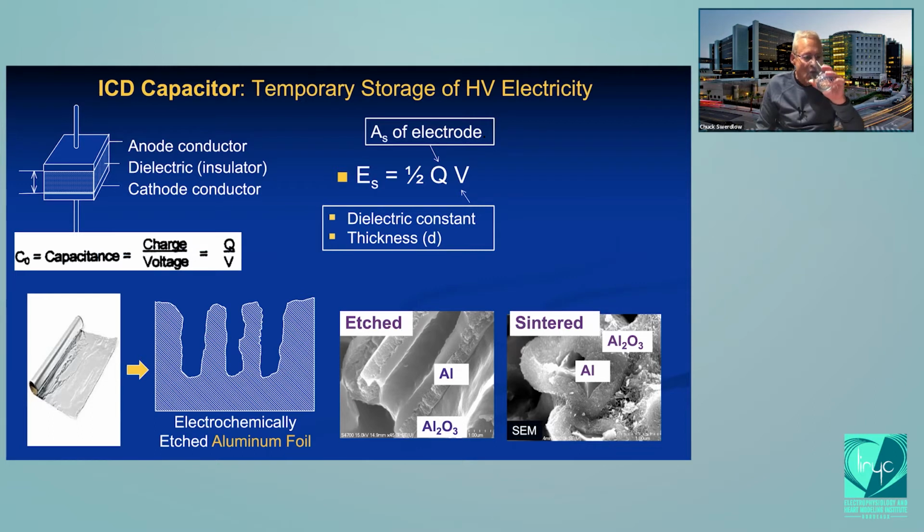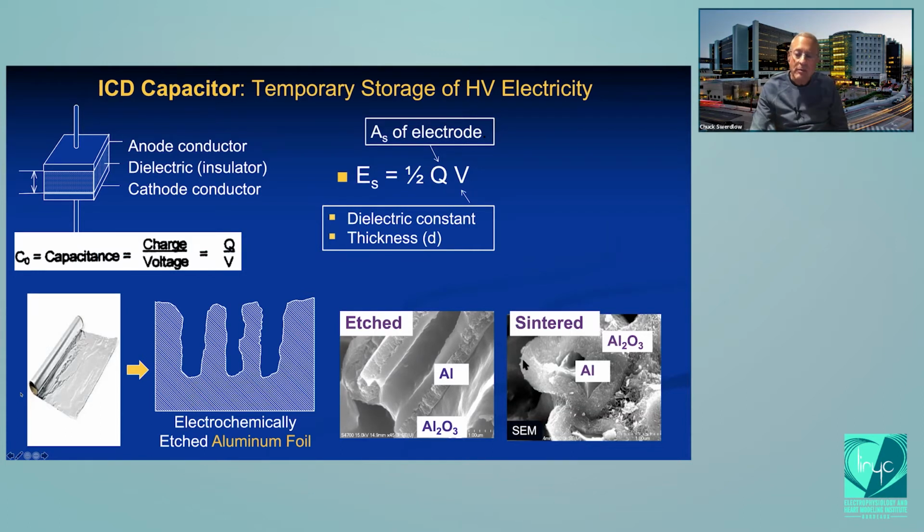Now, to make one of these, to make a lot of surface area, to make it thin, you start with the same foil you wrap your cooking in, and then you etch it to make little microscopic crevices, as you see in the scanning electron micrograph.